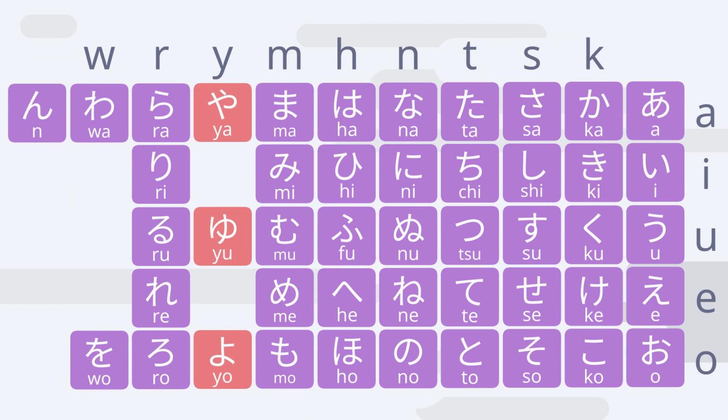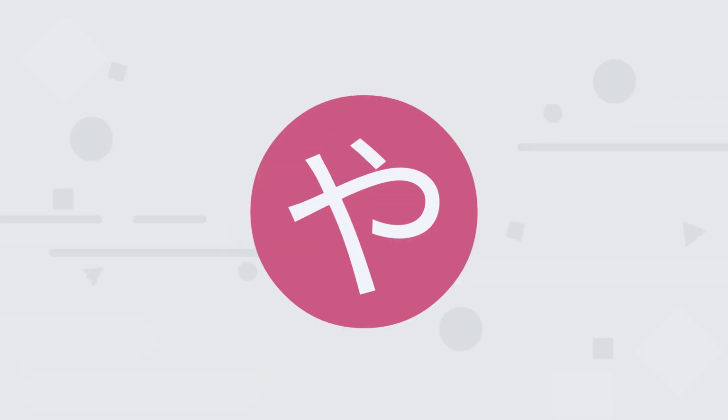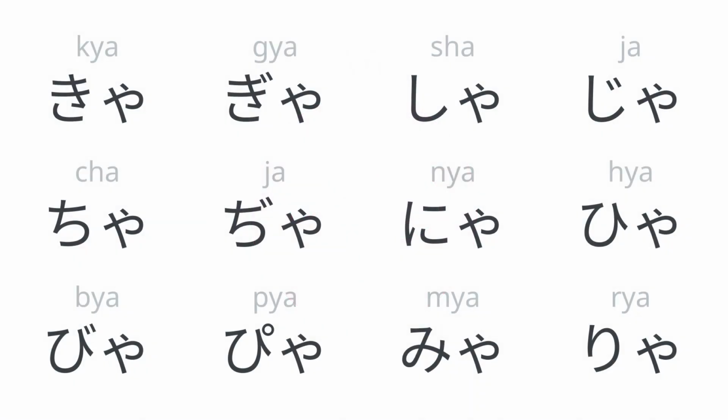In this lesson, we'll learn how to read the small version of ya, yu, yo. To start, what is this character? Ya. We can add a small ya to the end of any of these 12 characters. The small ya essentially removes the e sound and replaces it with ya.